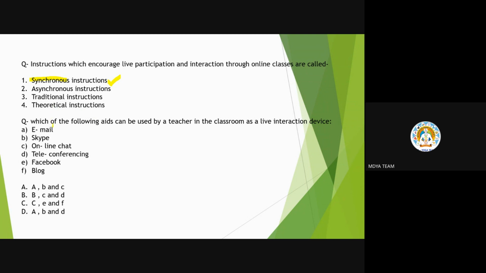Okay, so which of the following aids can be used by a teacher in the classroom as a live interaction device? These are the options. Now tell me. Solve this question with the help of the elimination method. This option is 100% incorrect. Solve with this technique. Ma'am, D. Option D.